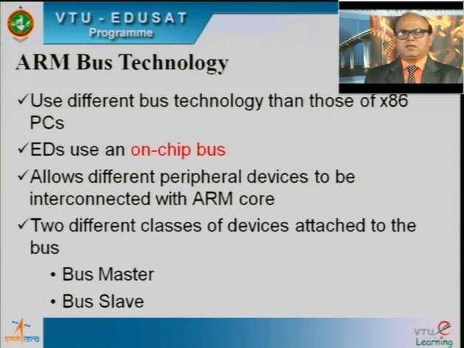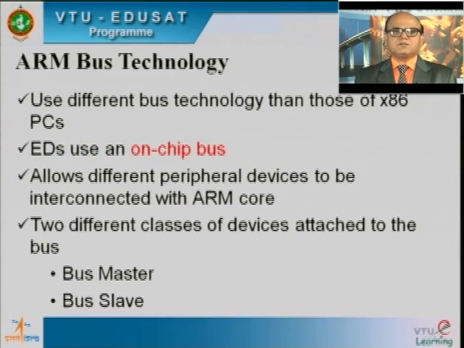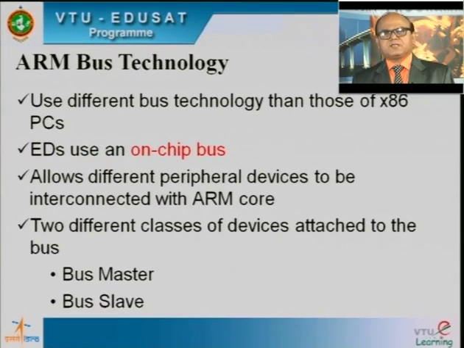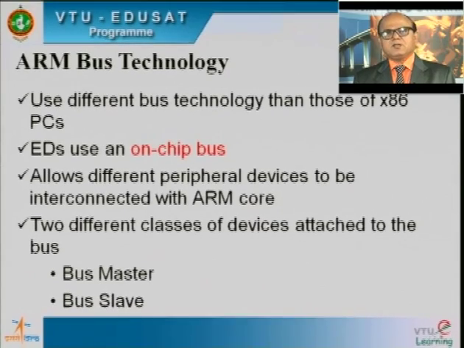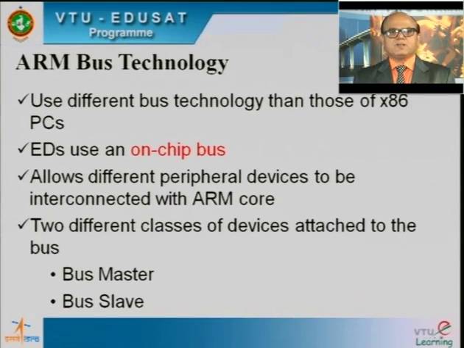Coming to the ARM based embedded systems, the bus technology is slightly different from what is used on the x86 processor or PCs. Embedded system uses an on-chip bus, because within the chip we have the peripherals, the controllers, the memory, all these are available on the chip. Therefore the embedded system uses a bus which is definitely within the chip. The bus allows the different peripheral devices to be interconnected with the ARM core.